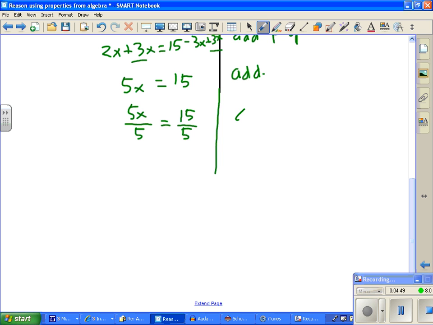And why can I do that? Well, that's the division property. Okay? Because 5 is not 0. As long as whatever I'm dividing by is not 0, I can divide the same thing on both sides. Okay? Now I actually divide, and I end up with 1x equals 3. And that's just straight division. And I'm done. Once I have my answer, once I have what I'm looking for, I'm done.